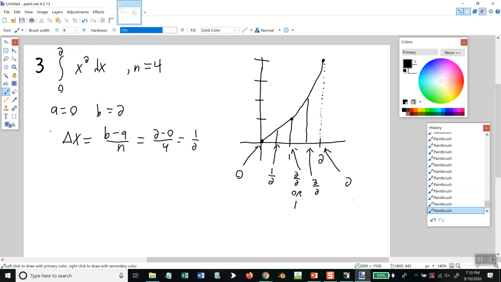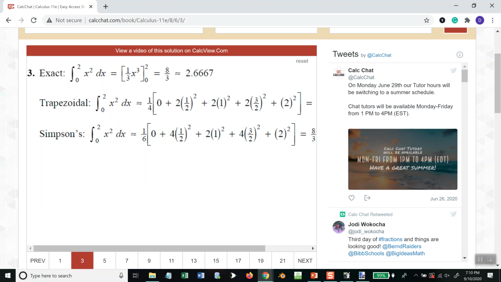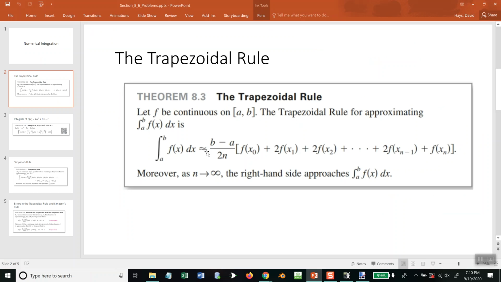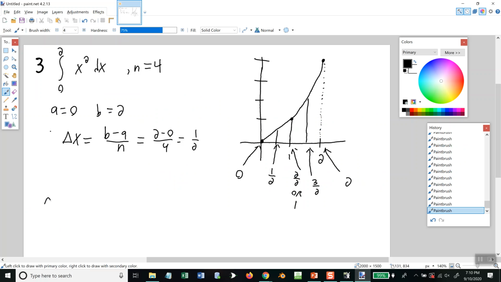Is that good so far? Really, that's the hard part right there. Now our formula is approximately equal to b minus a over 2n. That's different than delta x. Delta x is what we use to figure out what these values are here.